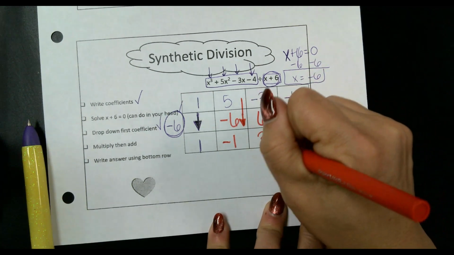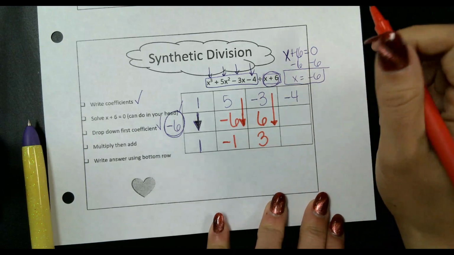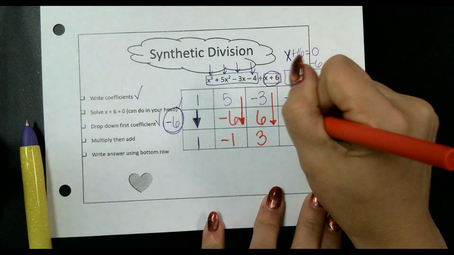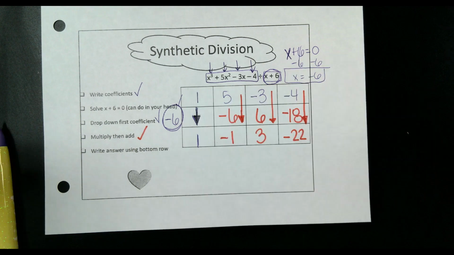3. And since we're back down to the bottom, what do I do with that 3? Multiply by -6, -18, and then add up and down. -22.